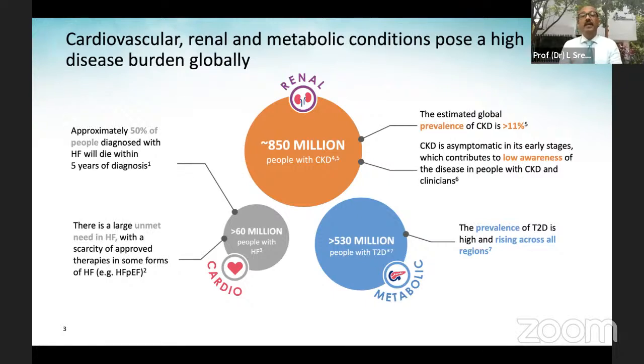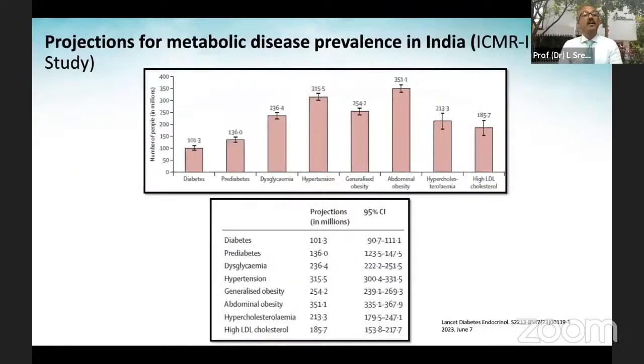And very apt that there is a large unmet need in the treatment in spite of so much advancement in our treatment armamentarium with various classes of drugs. Still, there is a definitive problem with the control.